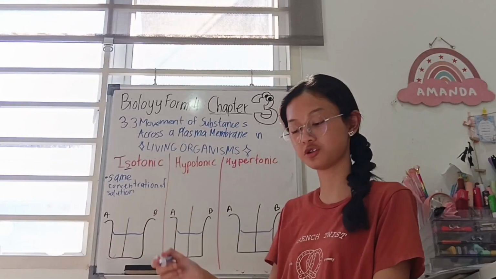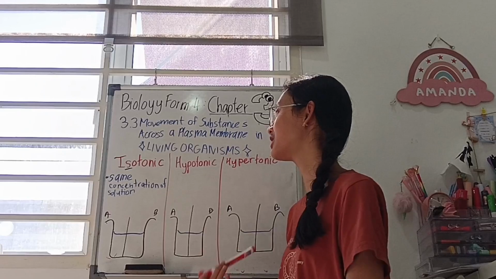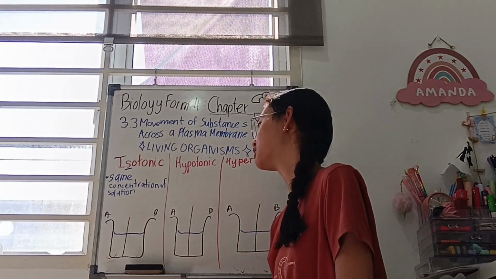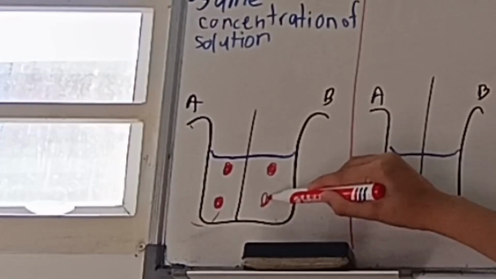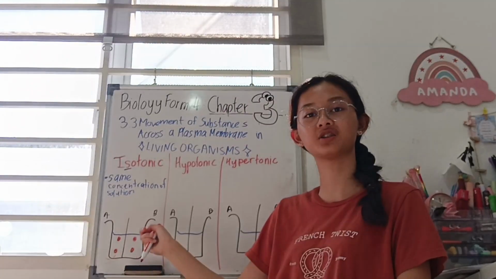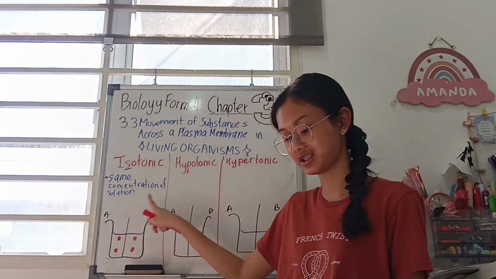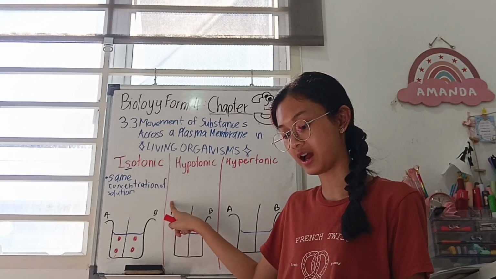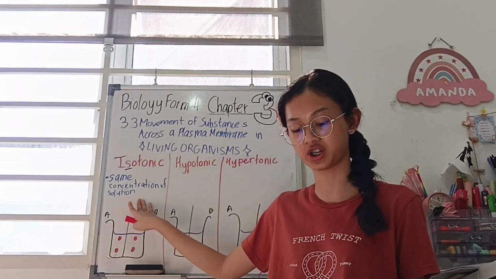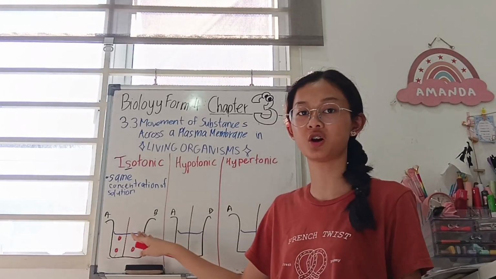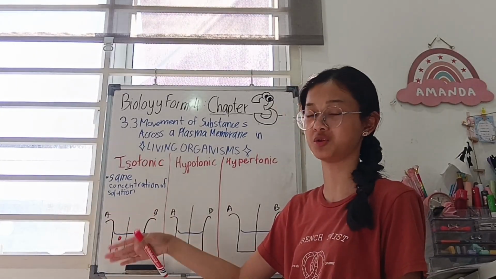I drew beakers so it's easier for me to show the example. So isotonic is same concentration of solution. This is the concentration of solution. You see, there's 2 on this side, 2 on this side, so they're both the same. For isotonic, solution A and solution B are isotonic towards each other because they have the same concentration of solution. So the water does not move. The water just stays because it's the same concentration. They don't need to move, so they just stay.